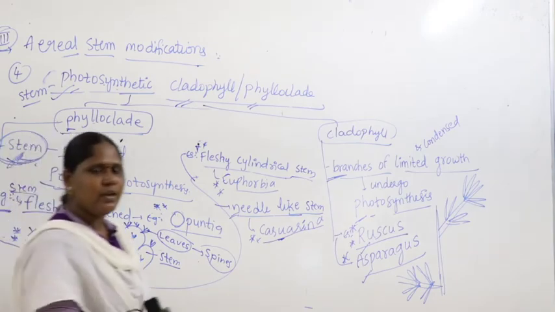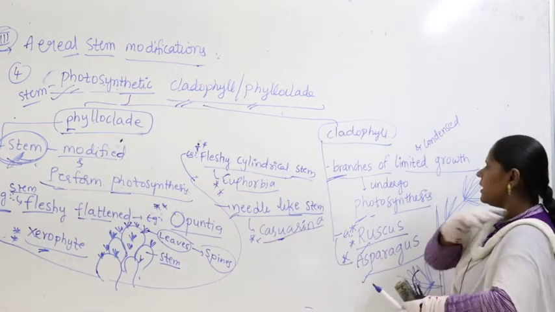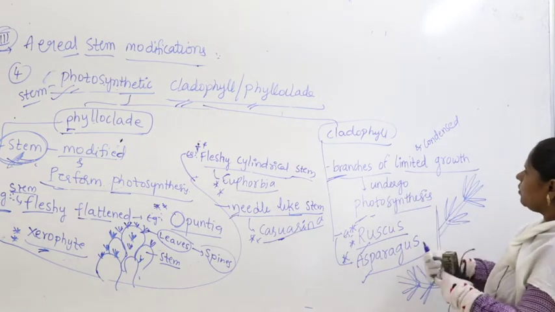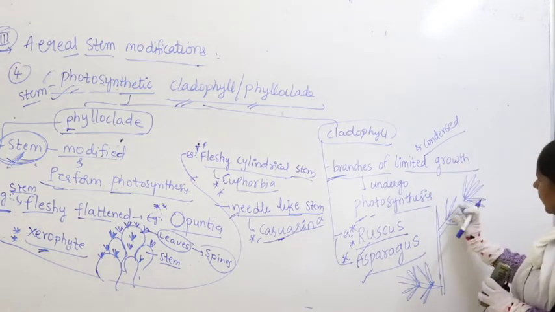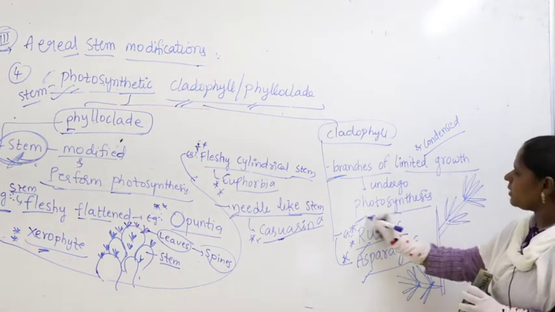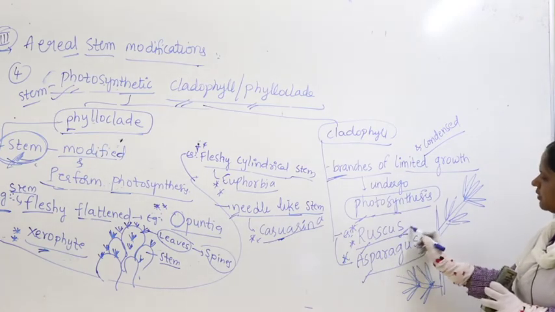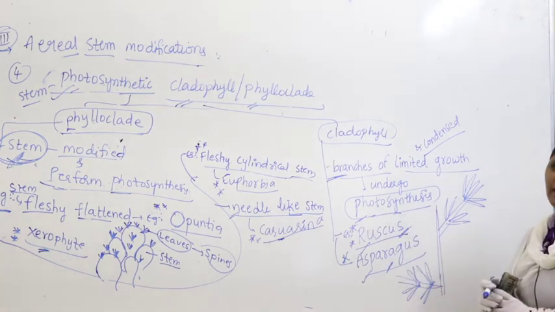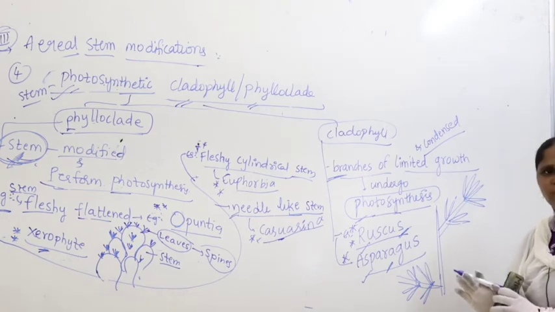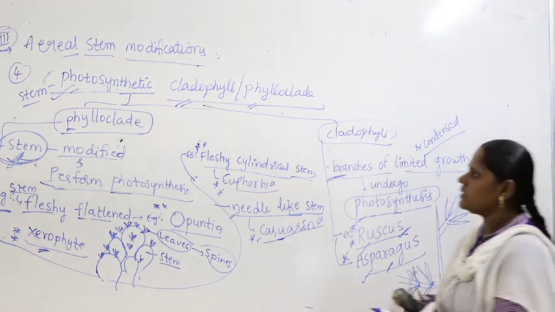Then what is cladophyll? A slight difference. What is the slight difference here? In this case, the branches are of limited growth and condensed, they become short, very very limited in growth, and undergo photosynthesis. For example, you take Ruscus and Asparagus. I hope you got a clear idea of the difference between phylloclade and cladophyll, right? Let's continue.